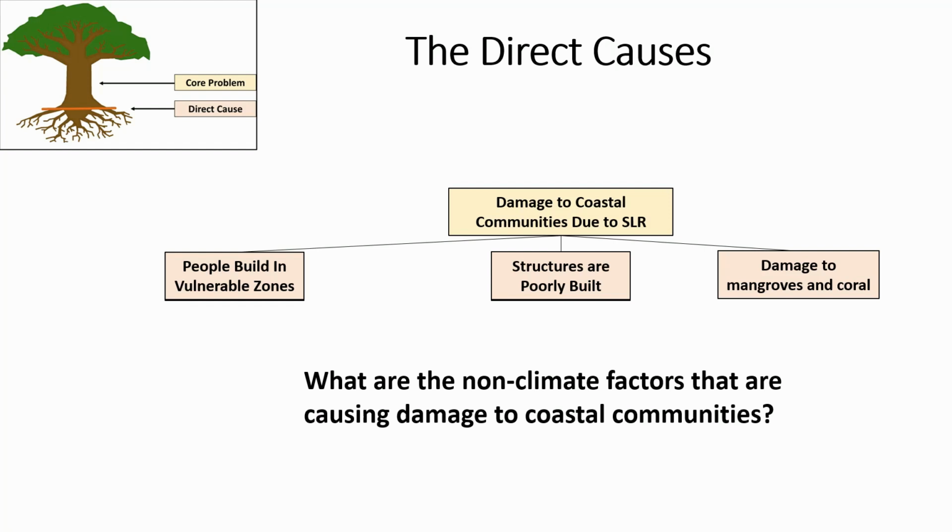And then we've got damage to mangroves and coral. In this area, we've got damage to mangroves and coral coming. We'll talk about why that's happening in a few minutes. But if we have damaged mangroves and coral, would that lead to increased damage to coastal communities due to sea level rise? And the answer to that is yes, too, because mangroves and coral, as you know, are buffers to coastal erosion and storm surges and king tides. So that's our good direct causes.